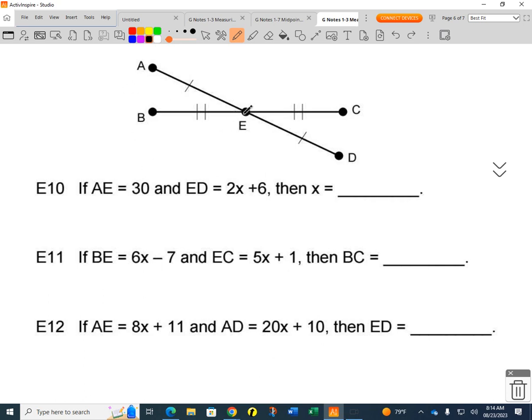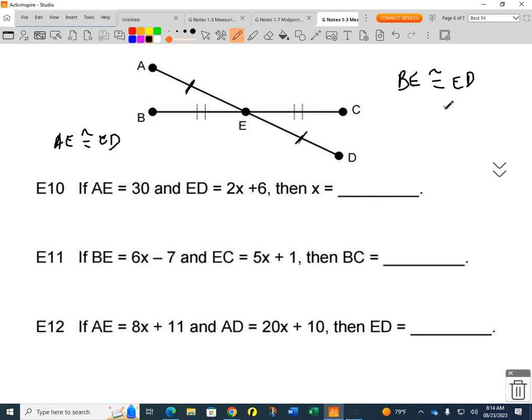Okay, so there's a point here, point E, that splits segment AD into 2 congruent segments. We know because of these hashes. So we're going to write that AE is congruent to ED. Looking at segment BC, E is also the midpoint or the segment bisector of segment BC. So now we know that BE is congruent to EC, right?